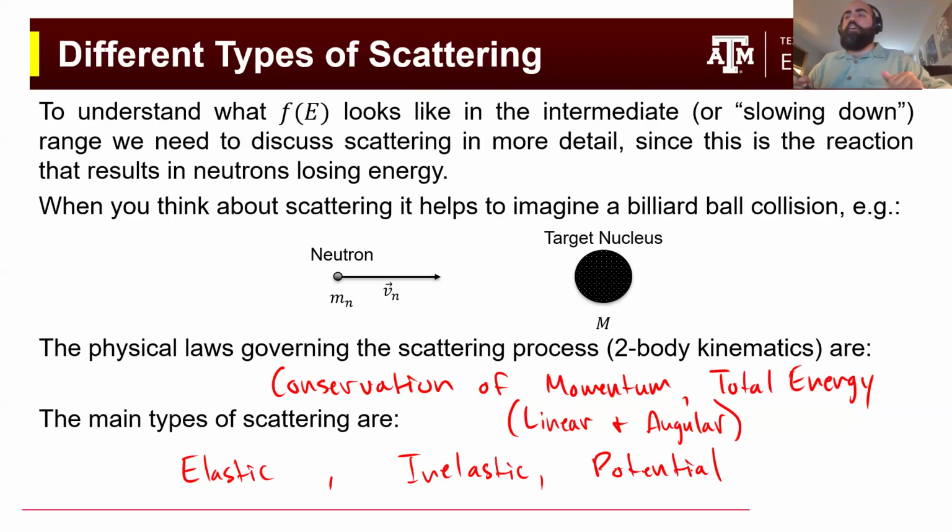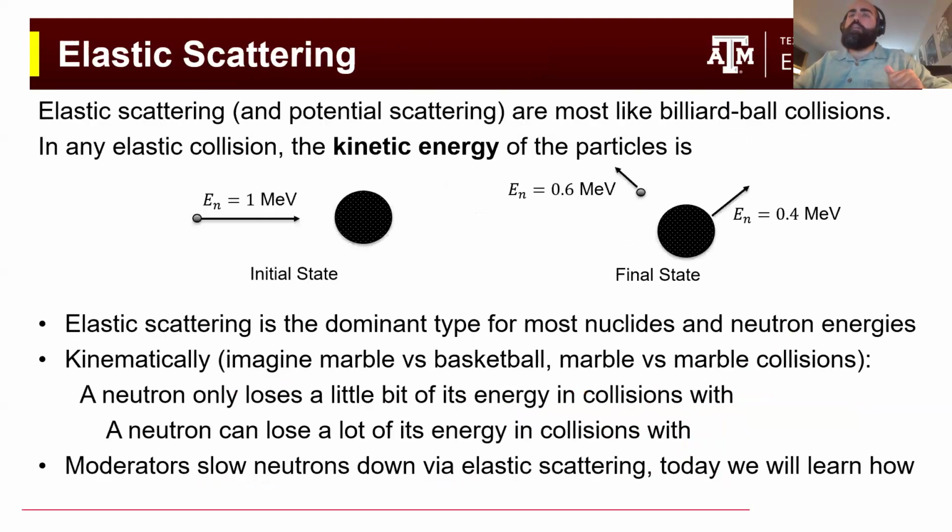Potential scattering is actually kind of similar to elastic. It's just that the neutron scatters off the potential of the nucleus without actually interacting with the nucleus itself. And so these are all defined in the book in a lot of detail. I'm going to today talk more about elastic and inelastic, because those are the main ones that are involved in the slowing down process.